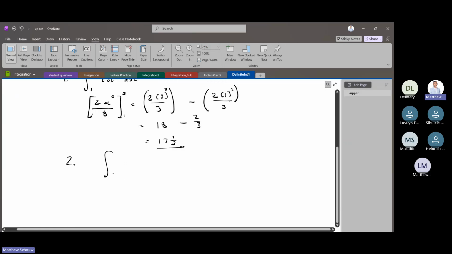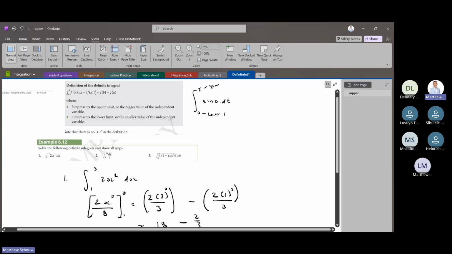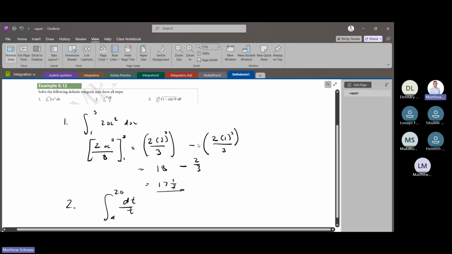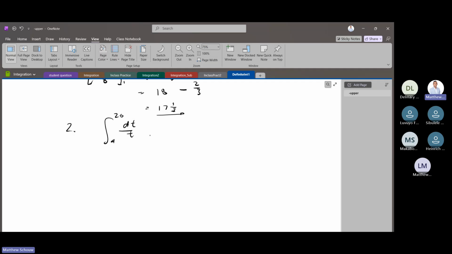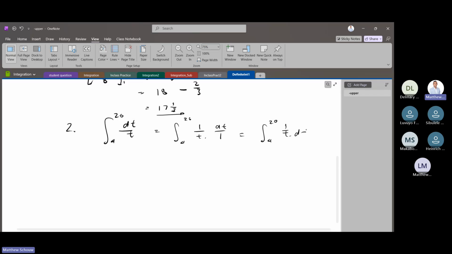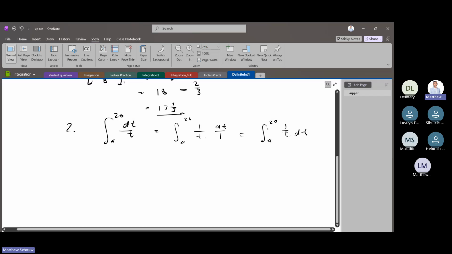So this one is 4 and 20. And then we have dt over t. Fret not, it's not difficult. All this basically is 4 over 20, 1 over t, and it's obviously dt over 1, which basically is 4 over 20, which is 1 over t dt. That's your standard ln, right? So if you integrate this, that'll be ln t.